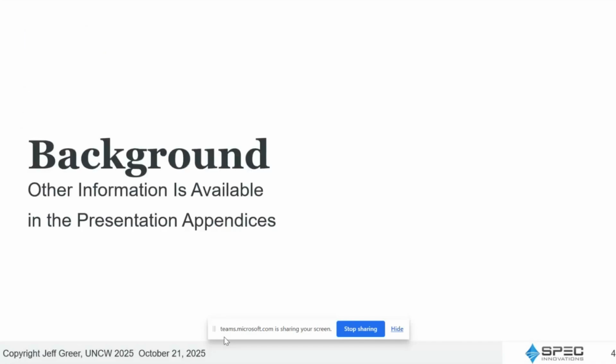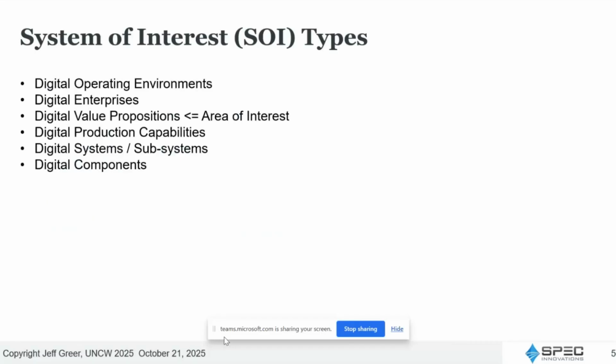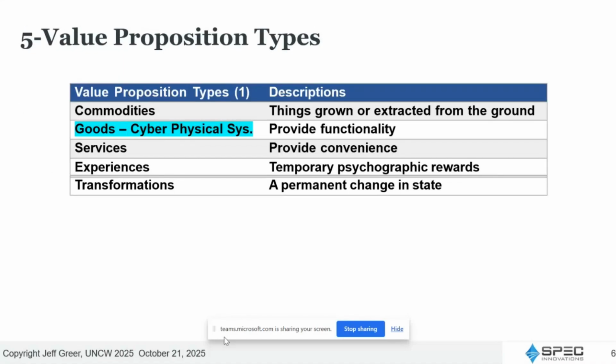Okay, so focusing on background here, let's talk about the system of interest types, right? It's all about everything being digital. You have digital operating environments, digital enterprises, digital value propositions, which is our area of interest here today. Digital production capabilities, digital systems and subsystems, and ultimately digital components if you get down to the microprocessor level. So cybersecurity is essential to all of those.